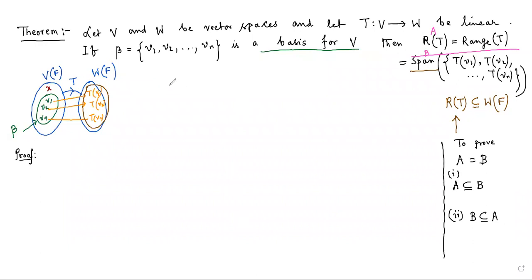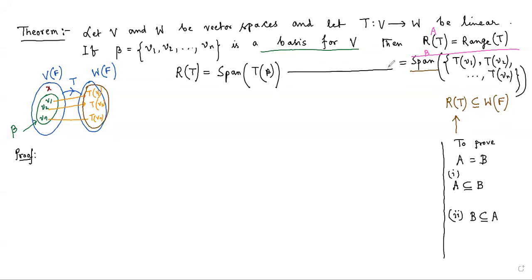Now, for the sake of simplicity, we can name this set TV1, TV2, ..., TVN. We can consider this set, and we can also write RT in this way, as the span of T of beta. But what does this mean?